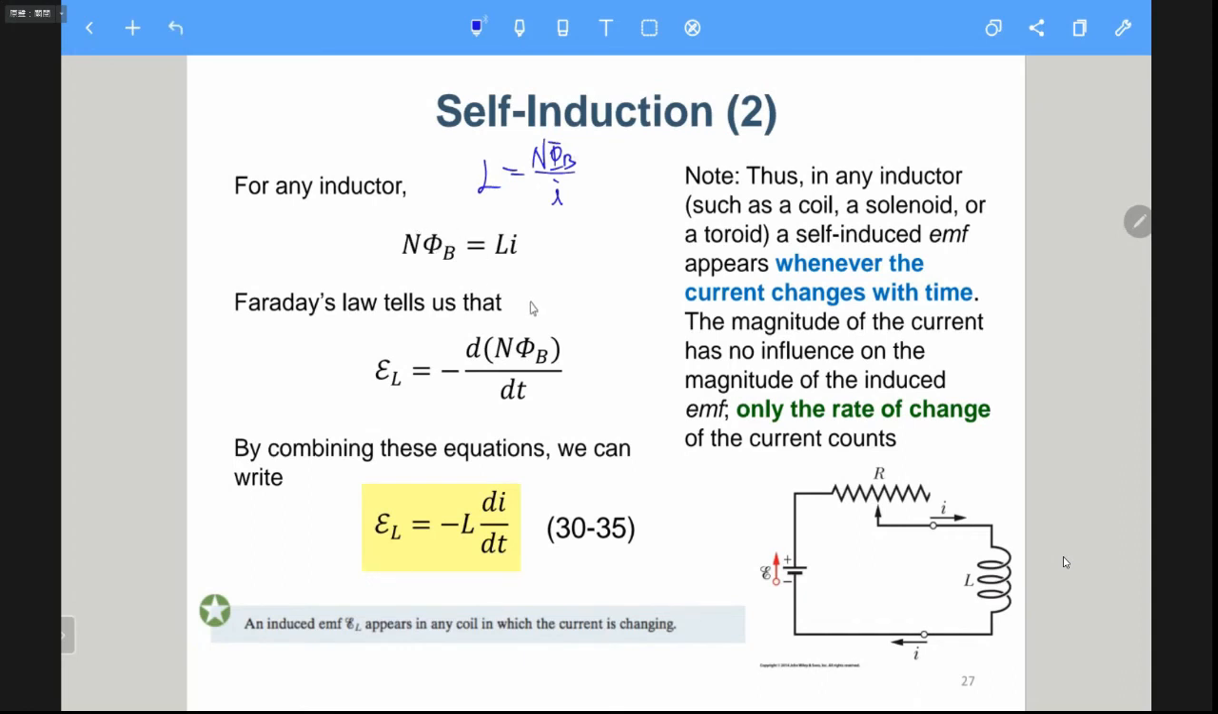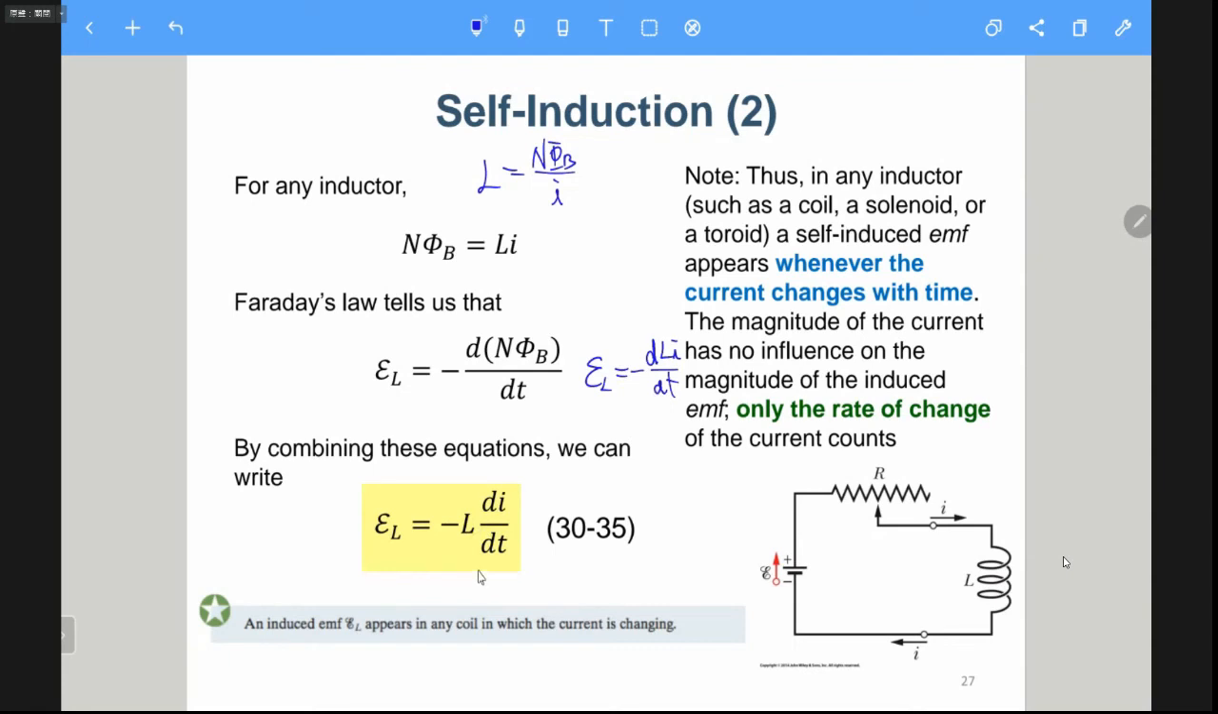And here we use Faraday's law. So we have d phi_B dt, so we have L i here. So it becomes E_L equals negative d(L i) dt. And L is a constant with respect to time, so we move this one out. So this is the physics point of view.